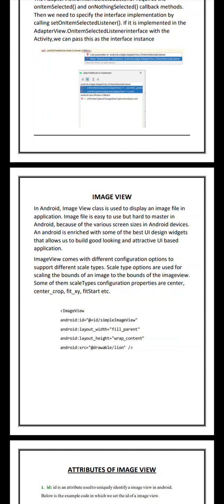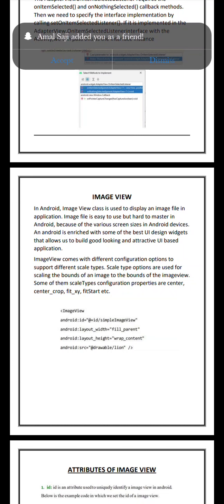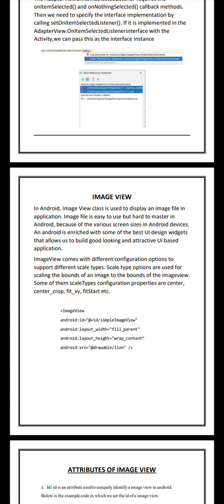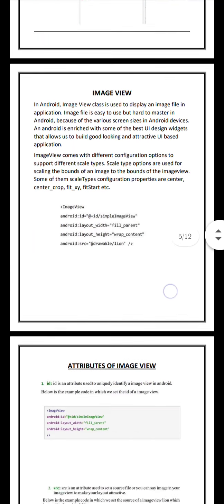ImageView comes with different configuration options to support different scale types. Scale type options are used for scaling the bounds of an image to the bounds of the ImageView. Some of the scale configuration properties are center, top, fitXY, and fitCenter. In the ImageView XML, we are giving the ID and the image, and we are setting the layout, fill parent for height and width, and also the drawable.